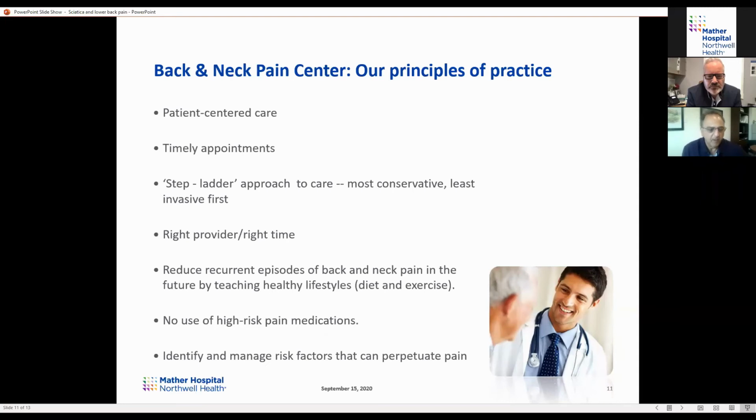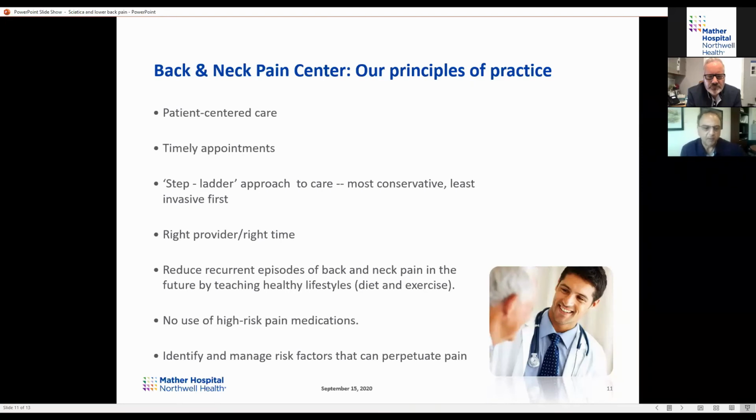it's going to come back one way or the other. As Dr. Durkin mentioned, we do not use high-risk pain medications. They're addictive, they don't really treat the cause, and they don't really fix anything. They're okay in the short term, but they're not okay in the long term, as we can all see through what's happening in the media with the opioid epidemic.